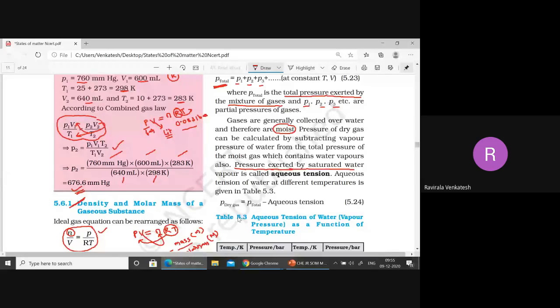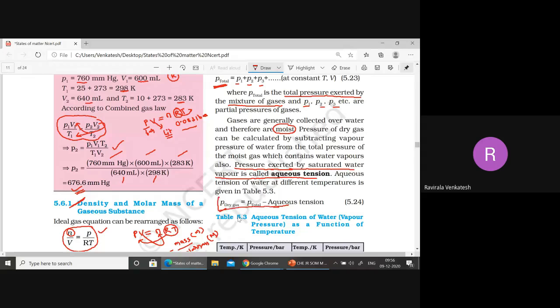Vapor is called what? Aqueous tension. Why are you writing this? Because you are making a gas, nitrogen or hydrogen. After that gas is produced, you have to collect it over water. When you collect it over water, the pressure of the water vapor is also included in the pressure of the nitrogen. So how do you remove that? Remove the aqueous tension and we get the dry gas.